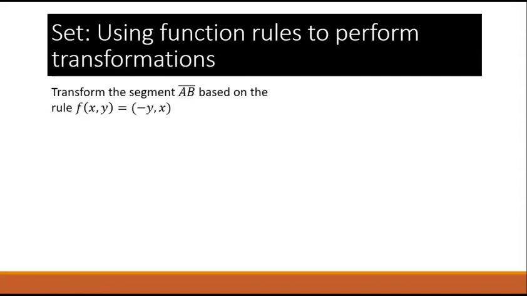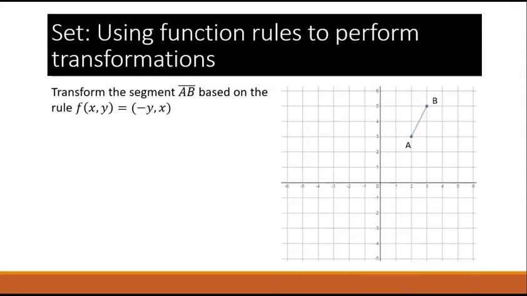So let's transform the segment AB based on the rule f(x, y) equals (negative y, x). First, we're going to want to find the coordinates of A and B. So point A is at (2, 3), and point B is at (3, 5).